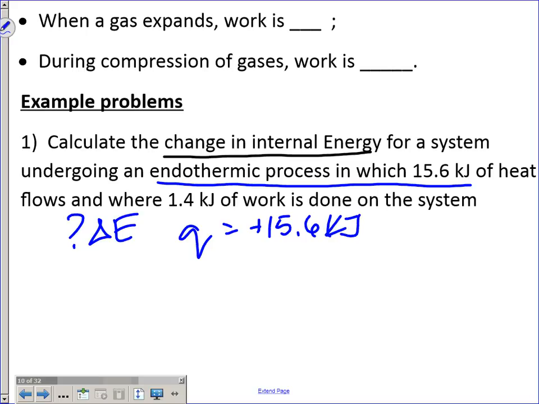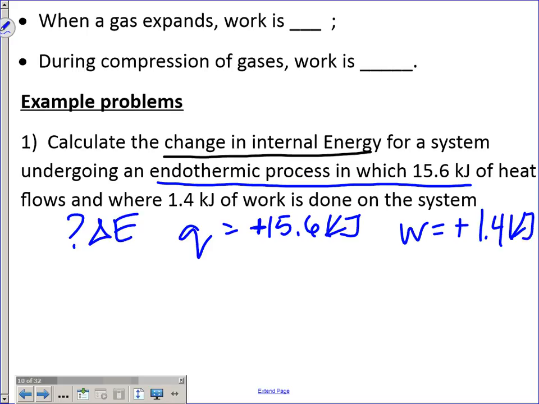That direction is very important, positive. Where 1.4 kilojoules of work is done on the system. What kind of work is that? Is that positive work or negative work? It's done on the system, right? The energy is getting work, right? So work is positive. It's being done on the system, 1.4 kilojoules.